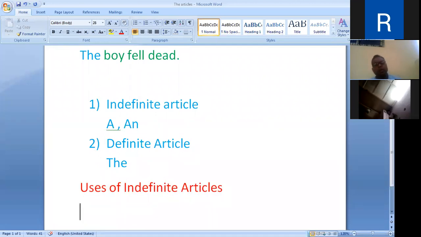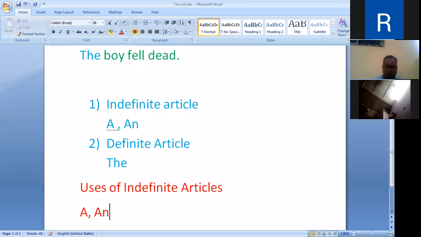These indefinite articles a and an are used according to their sound. Number one, according to the sound. Whether to use a or an will depend on the sound of the word before which it is placed.